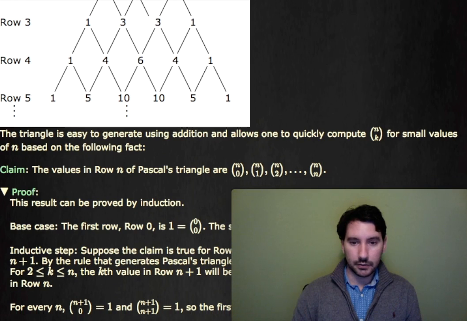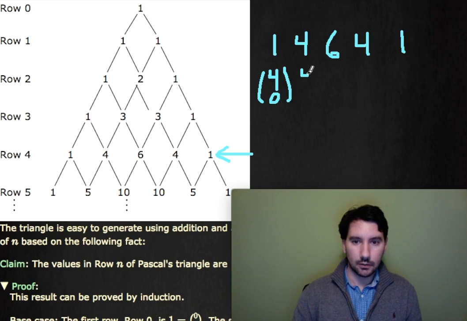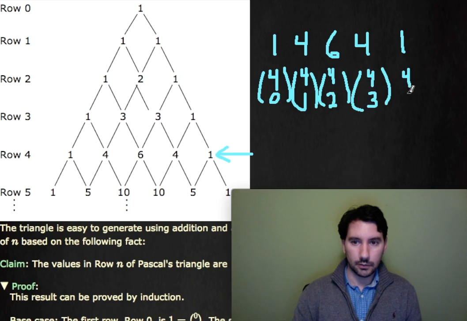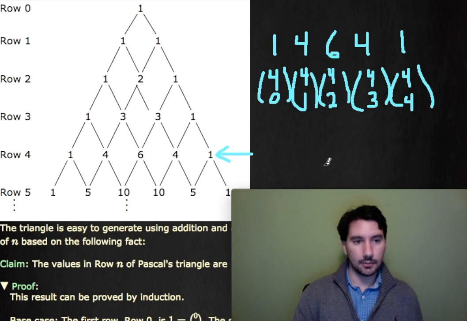And it turns out that that triangle is not so hard to generate, but the values on the row n are actually n choose 0, n choose 1, n choose 2, up to n choose n. So that's the claim. We're going to show that in a second, but let's look at an example. So if I take row 4, for example, this is 1, 4, 6, 4, 1, and that's 4 choose 0, 4 choose 1, 4 choose 2, 4 choose 3, and 4 choose 4. So this actually computes 4 choose k for any k between 0 and 4.